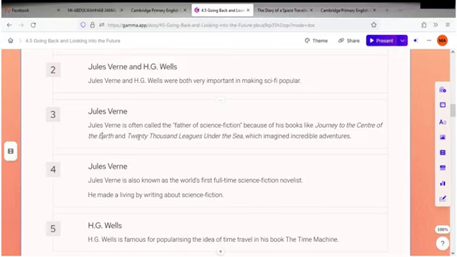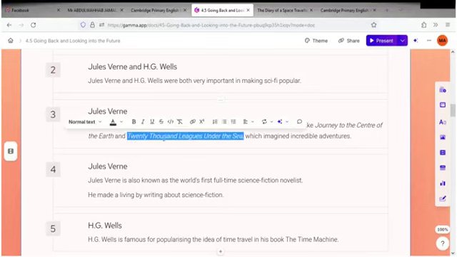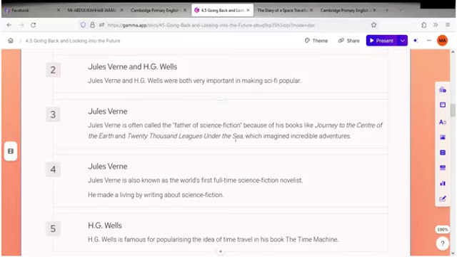wish to say. And then we have 20,000 Leagues Under the Sea. It's a novel which talks about a colony under the water in a very big, huge submarine. He imagined incredible adventures and hidden worlds under sea or under the earth. Jules Verne also is the world's first full-time science fiction novelist, which means he didn't write anything but science fiction. He made a living by writing about science fiction. His books only talk about science fiction.